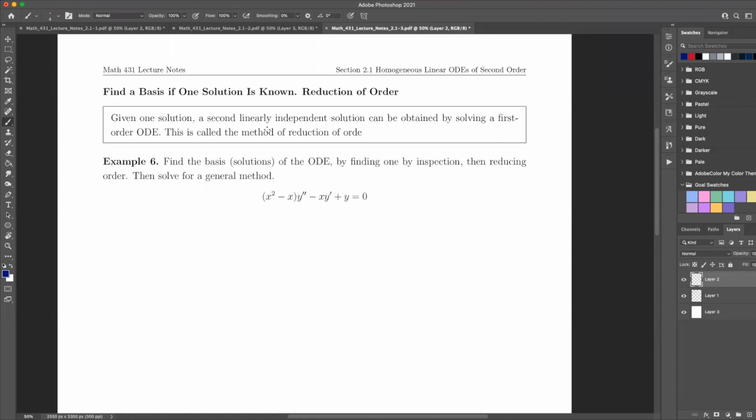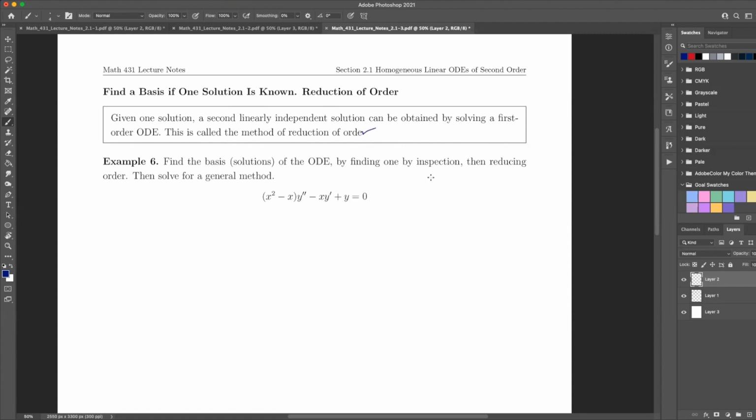So, given one solution of a second order linear ODE, a second linearly independent solution can be attained by solving a first order ODE. I think I copied this from the book. The author is a wonderful man, but some days I read through this book and wonder whether it was translated into English. This is called the method of reduction of order.